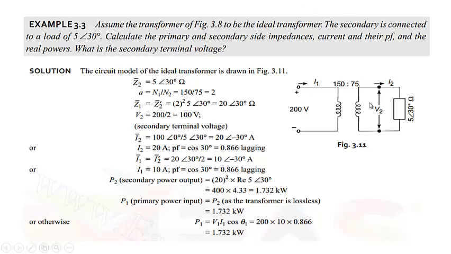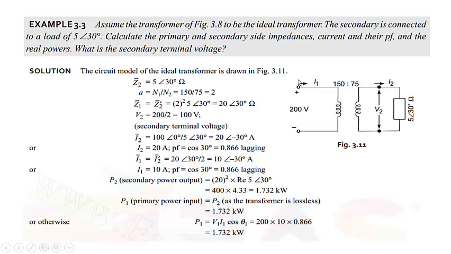Assume the transformer of the earlier figure to be an ideal transformer. This will also be an ideal transformer. The secondary is connected to a load of 5 angle 30. Calculate the primary and secondary side impedances, currents and their power factors, and the real powers. What will be the secondary terminal voltage?